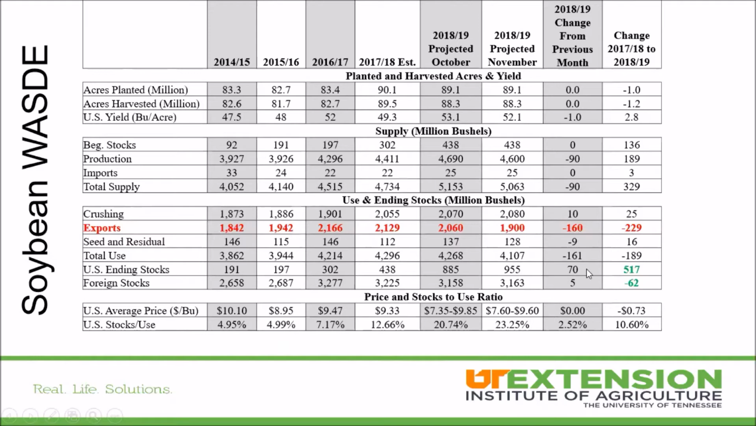If you look at foreign ending stocks, those are down. A lot of that is, again, driven by China purchasing massive amounts of Brazilian soybeans, so depleting their reserves. But you can see our domestic increase of 517 million bushels year over year is substantial and is going to limit price movements to the upside for soybeans.